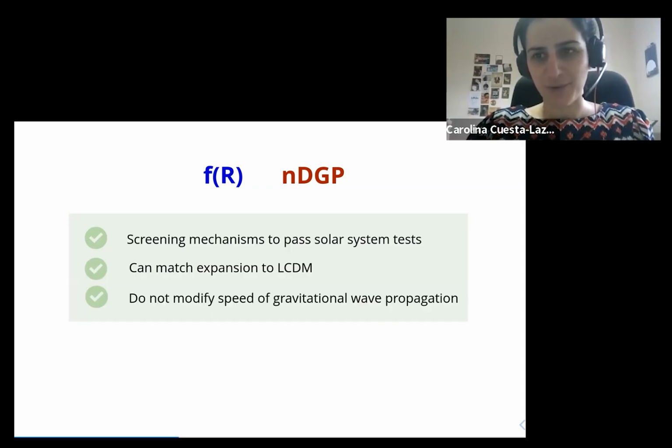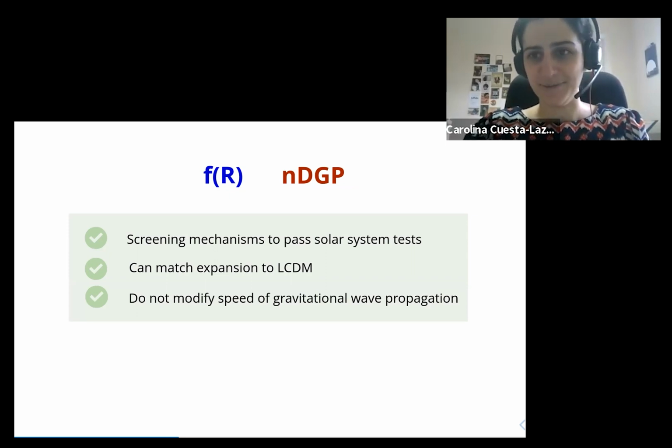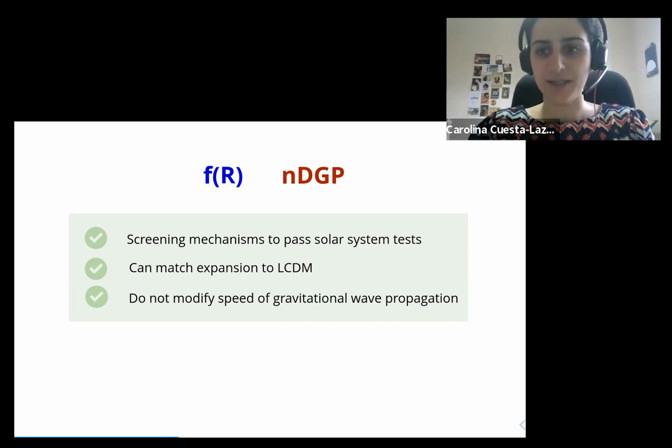There are several reasons why we like these models so much, but it's basically because they're compatible with data. And they can be compatible because they exhibit what we call screening mechanisms. So these are ways to hide the field force in regions where we know we have very, very strong constraints that Newtonian gravity has to be correct. For instance, in the solar system, FFR gravity will screen the field force because the environmental density is very high.